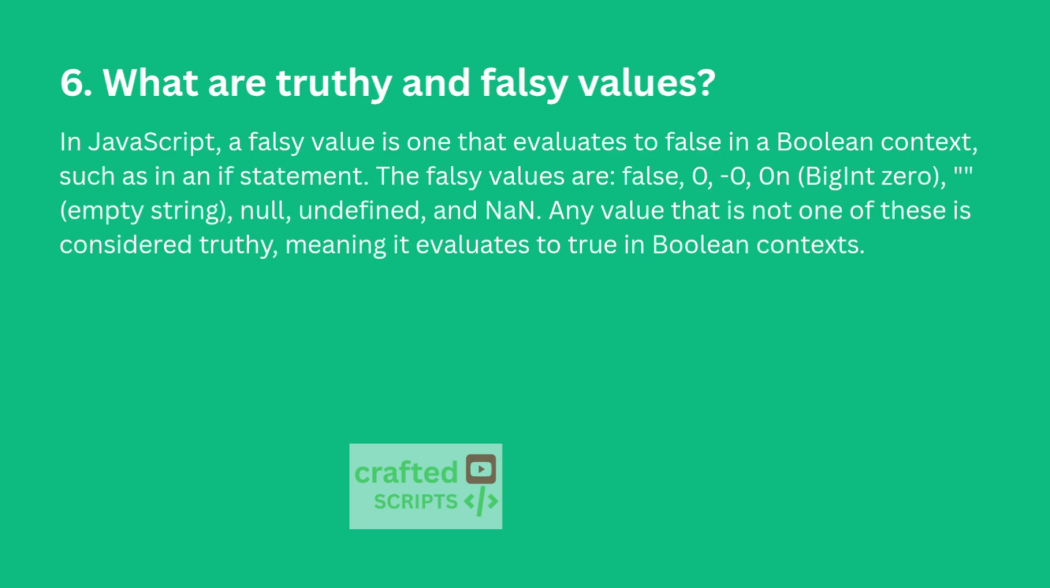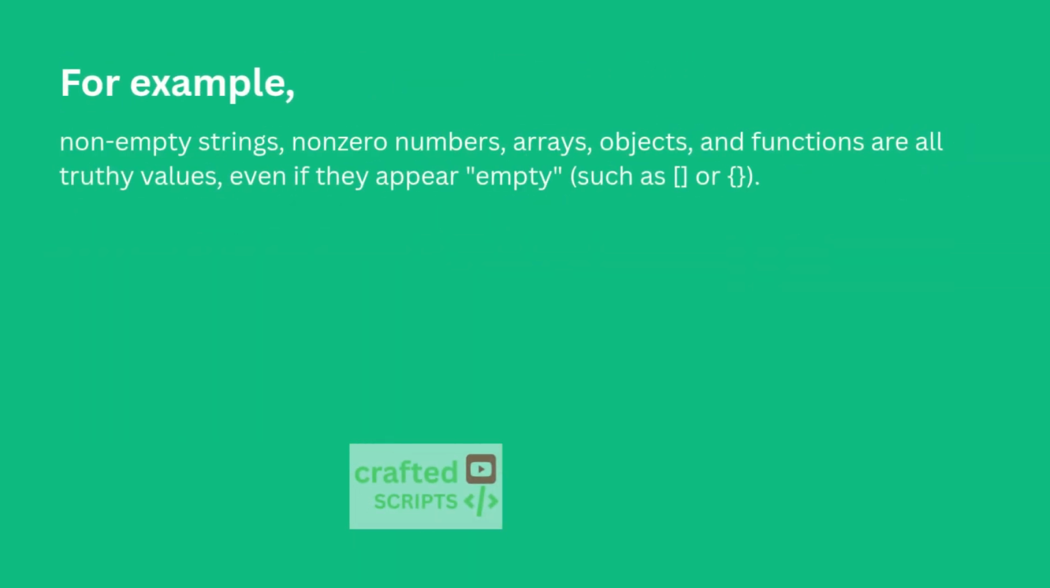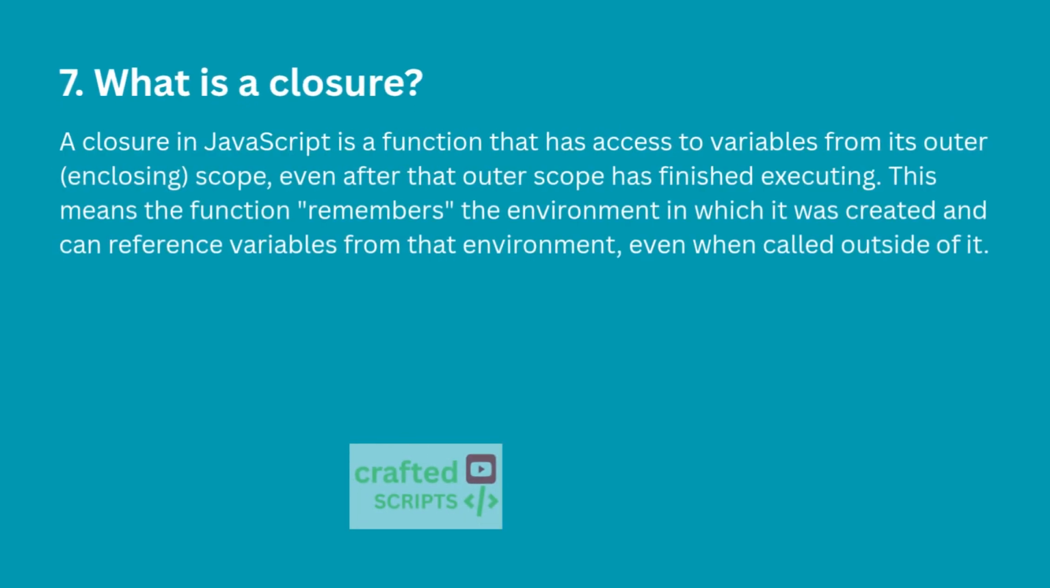Any value that is not one of these is considered truthy, meaning it evaluates to true in Boolean contexts. For example, non-empty strings, non-zero numbers, arrays, objects, and functions are all truthy values, even if they appear empty, such as an empty array or empty object. Question number 7. What is a closure?